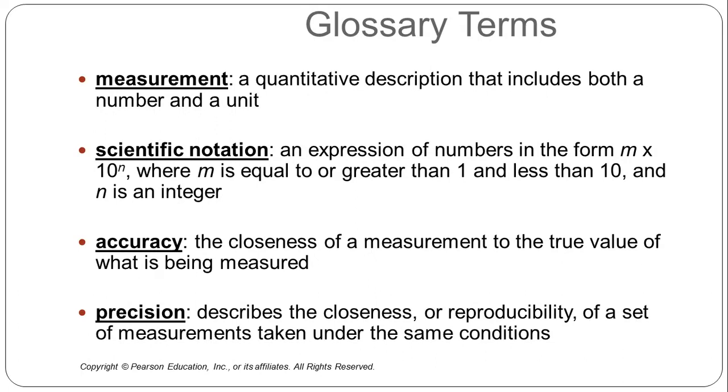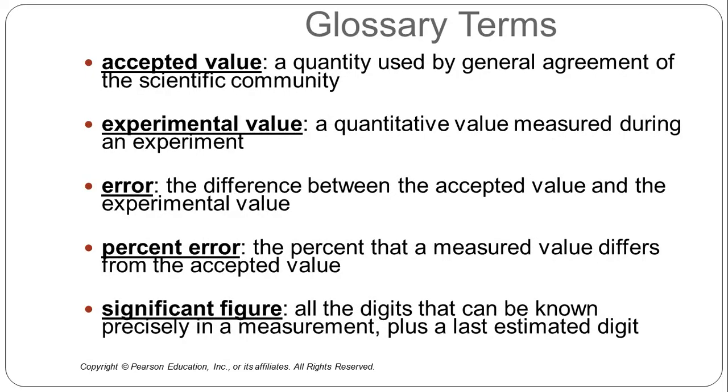Precision describes the closeness or reproducibility of a set of measurements taken under the same condition. Accepted value, ito naman yung quantity used by general agreement of the scientific community. Experimental value is a quantitative value measured during an experiment. The error is the difference between the accepted value and the experimental value. The percent error is the percent that the measured value differs from the accepted value, and the last is significant figures, all the digits that can be known precisely in a measurement plus a last estimated digit.